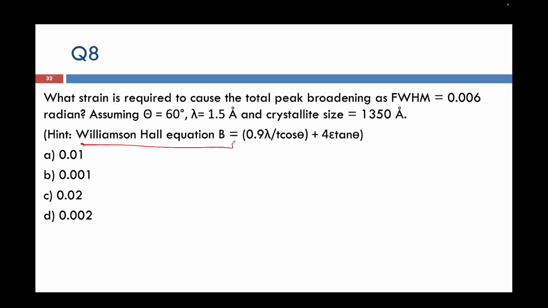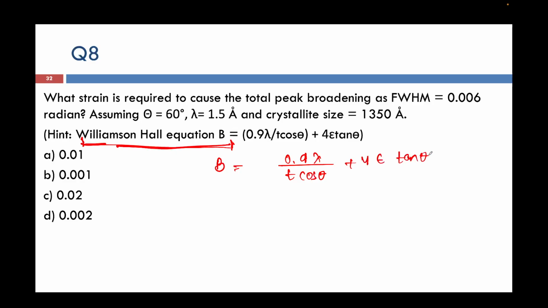So here the Williamson-Hall equation came. What strain is required to cause the total peak broadening as FWHM this much radian, assuming theta 60 degree, lambda 1.5 angstrom, crystallite size is 1350. And a hint is also given, the Williamson-Hall equation: B is equal to 0.9 lambda divided by T cos theta plus 4E tan theta.